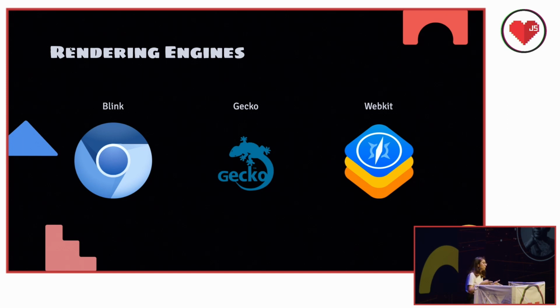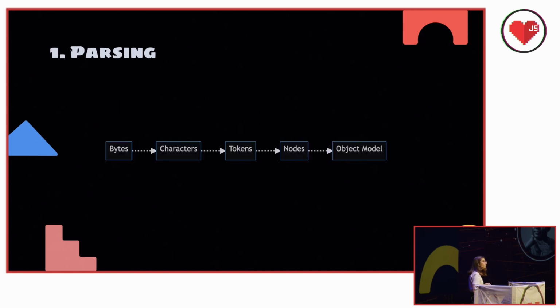They have their own rendering engine, but all of these rendering engines go through the same flow, from the point that they receive an HTML, CSS file to the point that they can actually render something on the screen. And in a few slides after, we're going to talk about this flow. So the first step of a rendering process is parsing.